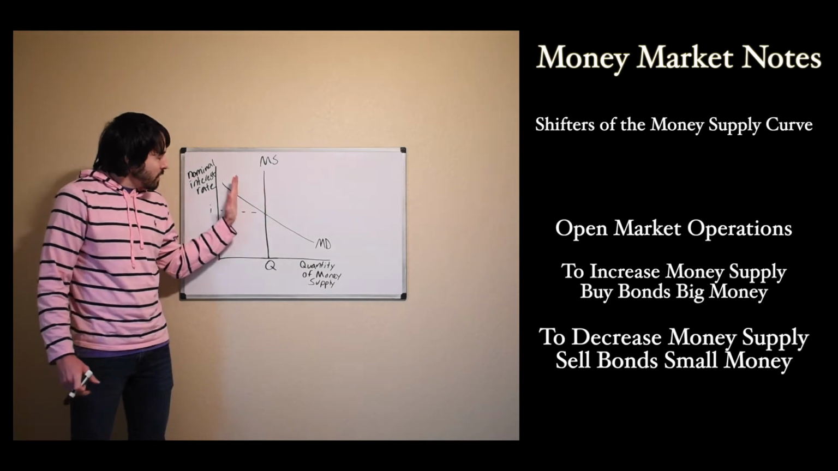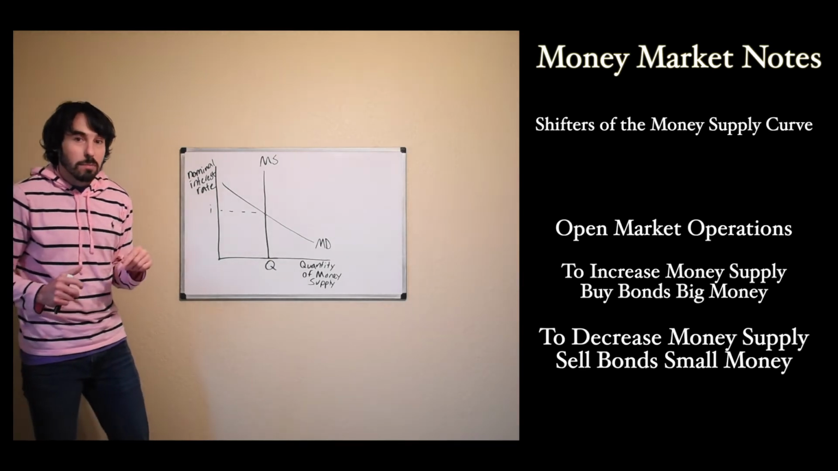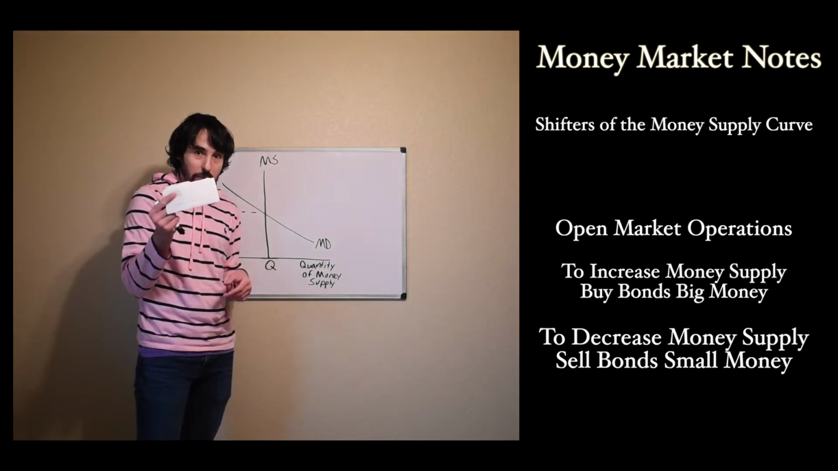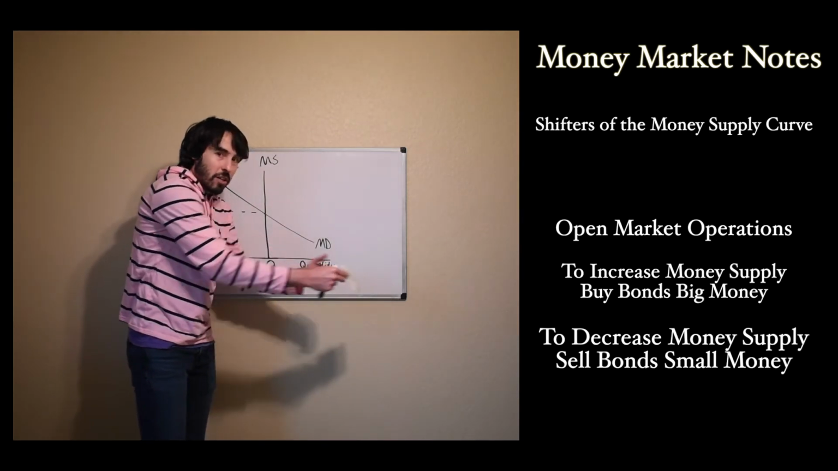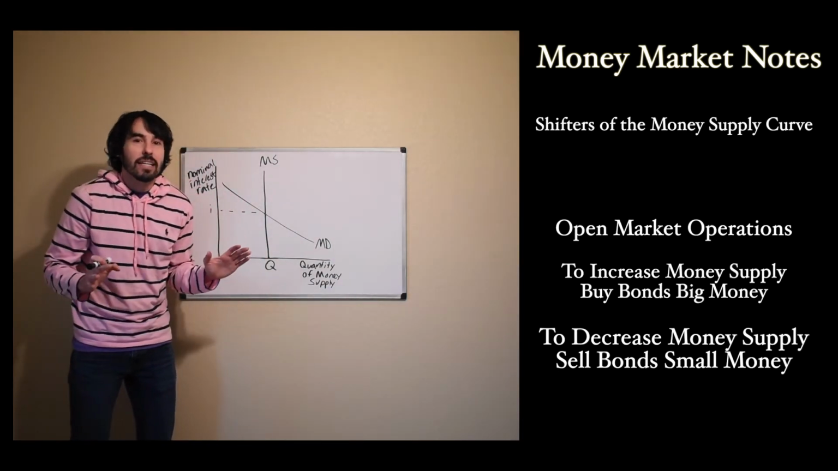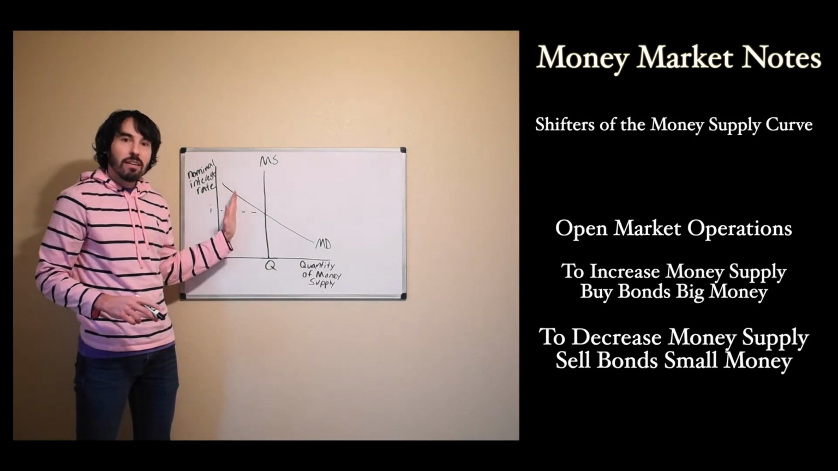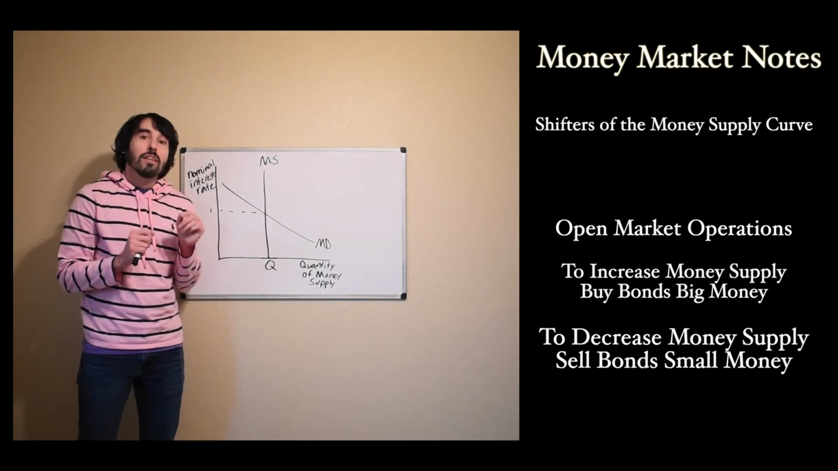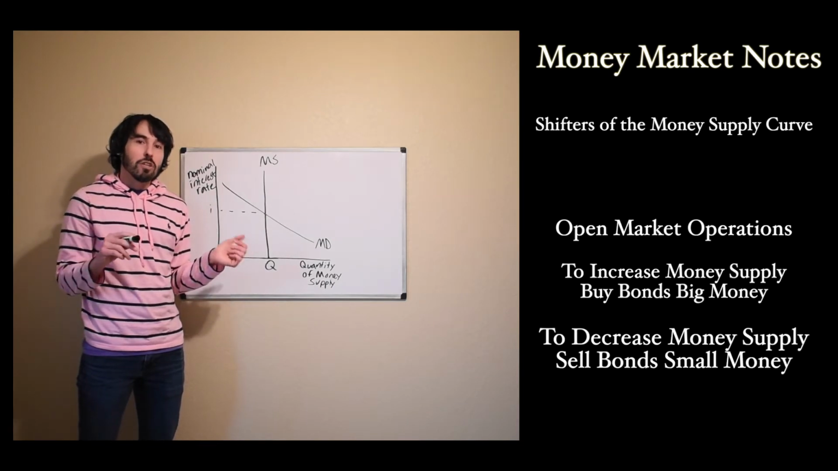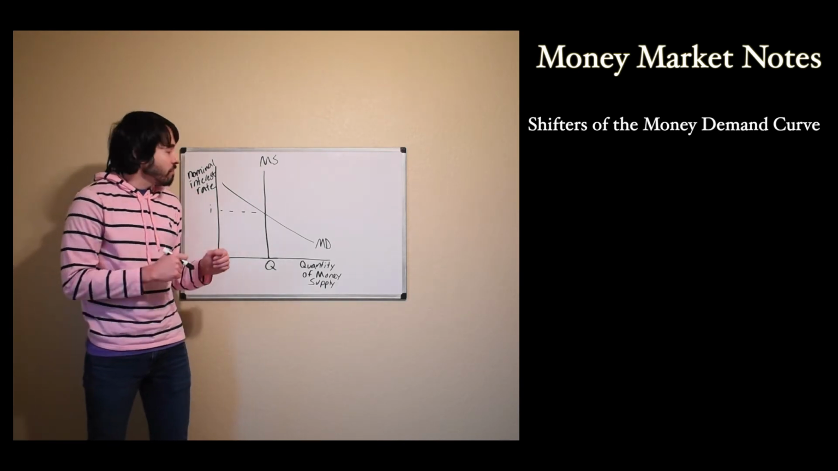If they want to decrease the money supply, then they'll sell bonds, small money. When they sell bonds, what they're doing is they're going to these banks and saying, hey, I'll give you this piece of paper that says the government owes you money. You give me all your cash. And so now they're taking cash out of these banks. Those banks can't loan that cash out anymore. That's going to decrease the money supply, leading to a higher nominal interest rate. That's going to increase the opportunity cost of spending cash. People won't want to spend as much. People won't be taking out loans. Aggregate demand will decrease.